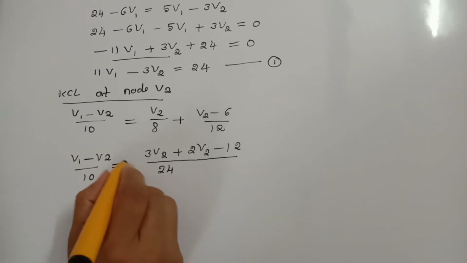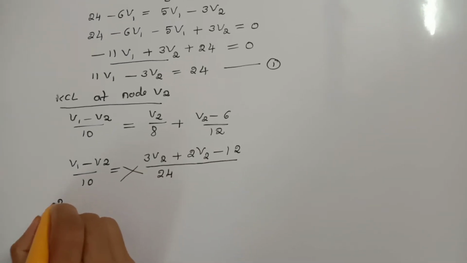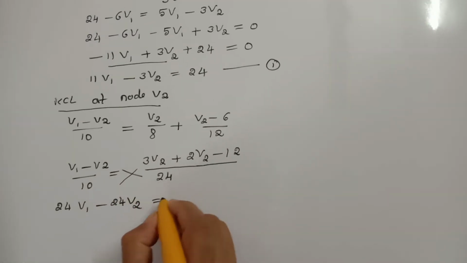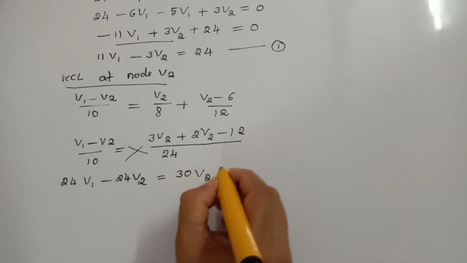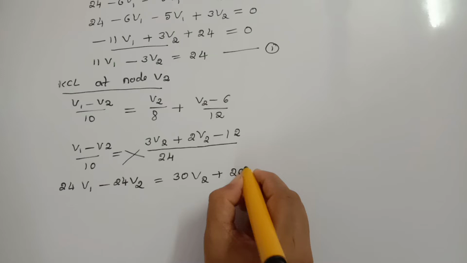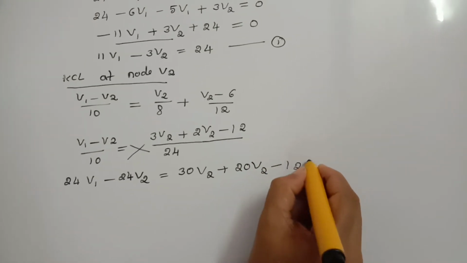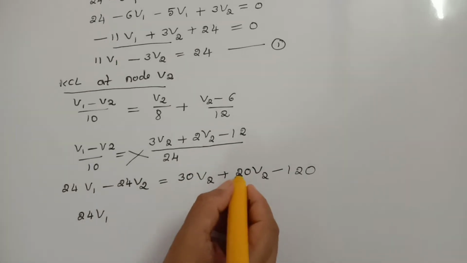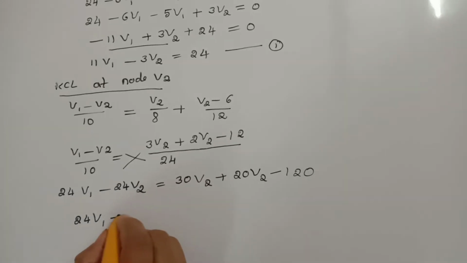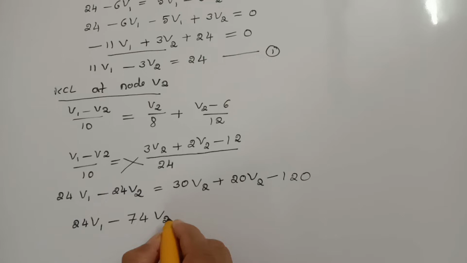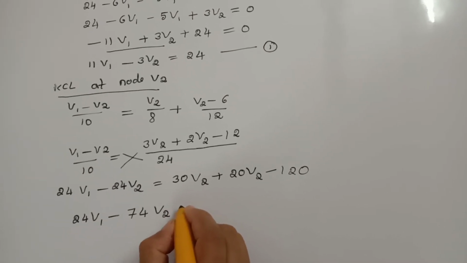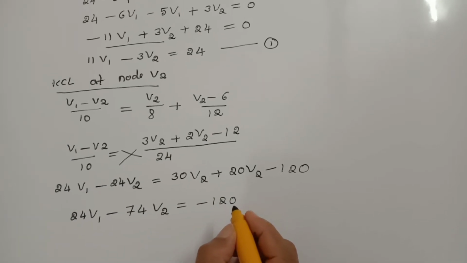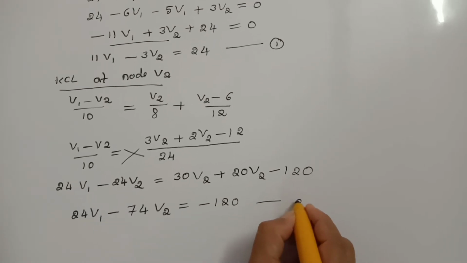Now we'll cross multiply these two terms, we'll get 24V1 minus 24V2 minus 30V2 minus 20V2, it is minus 74V2 is equal to minus 120. Now we'll form the second equation.